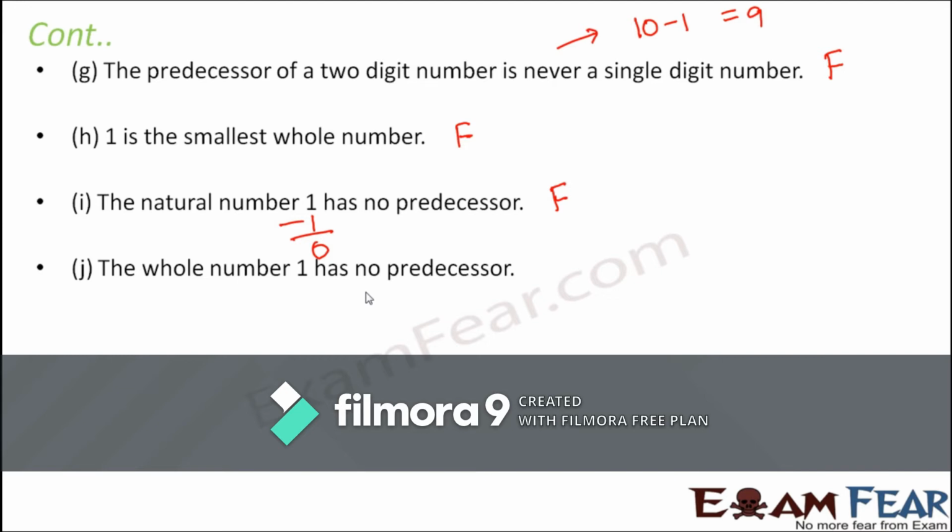Is 1 a whole number at all? 1 is not a whole number. 1 has a predecessor, that is 0. But 1 is not a whole number, therefore it is false.